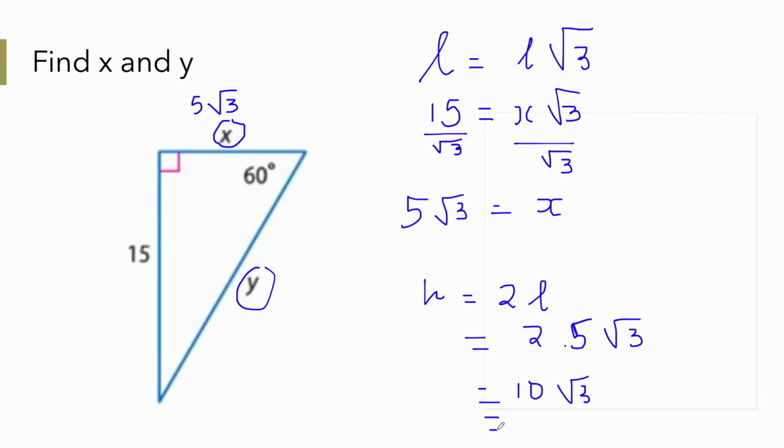This is y, so y is about 17.3. So it makes sense that your hypotenuse is bigger than the other two sides. So we found x and we found y.